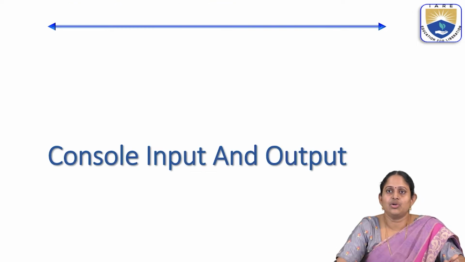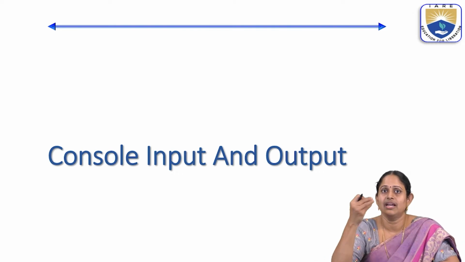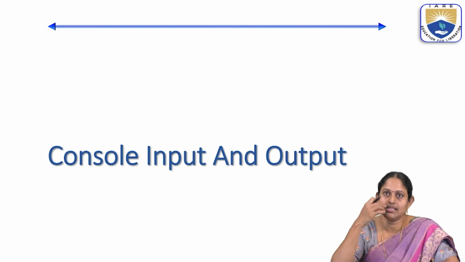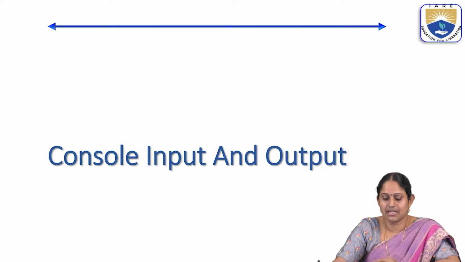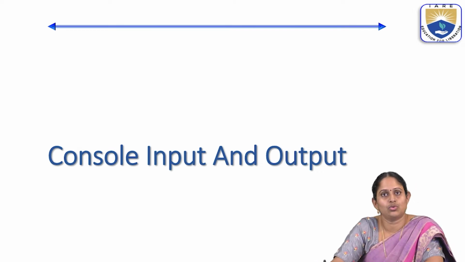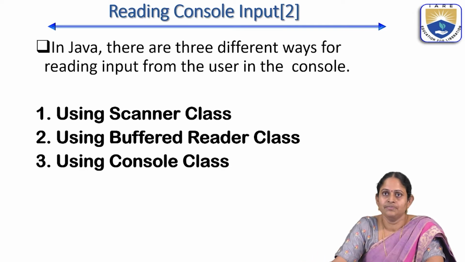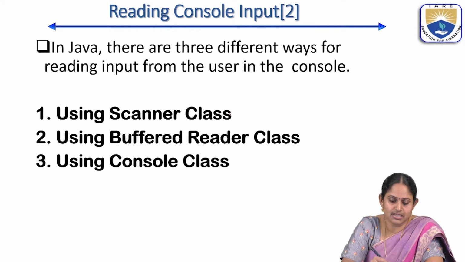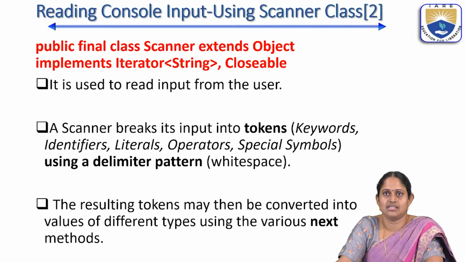Next, let's look into how to read input and output from the console. Like all these examples we have been looking into, taking the inputs directly from the program, but now we will be entering data through the keyboard and the display will be shown in the output. For reading console input, there are 3 different methods. One is using the Scanner class, the other is using BufferedReader, and the third one is using the Console class.